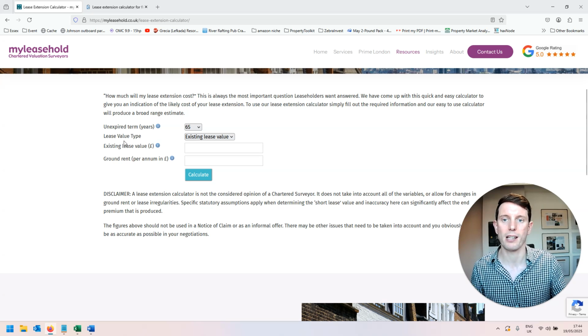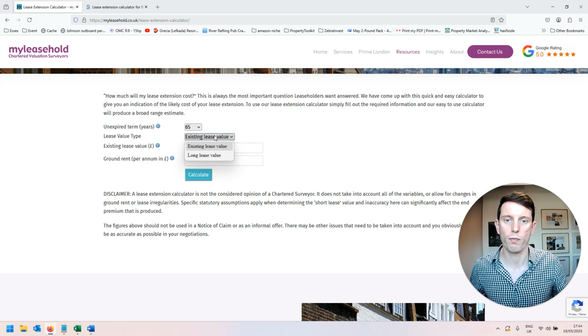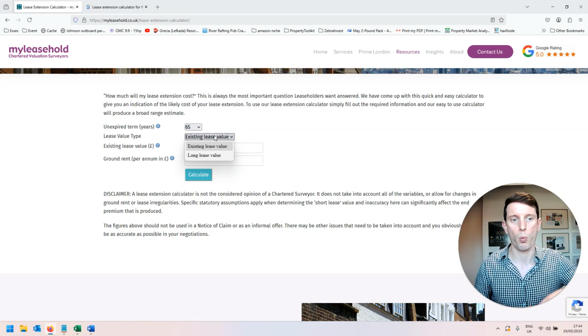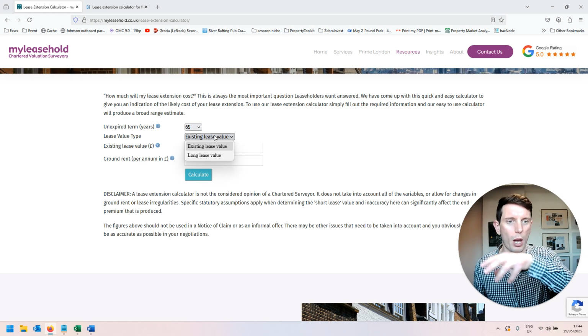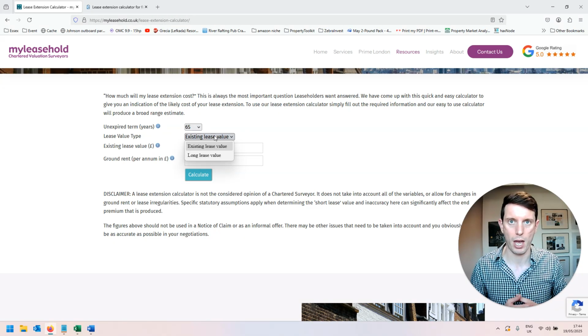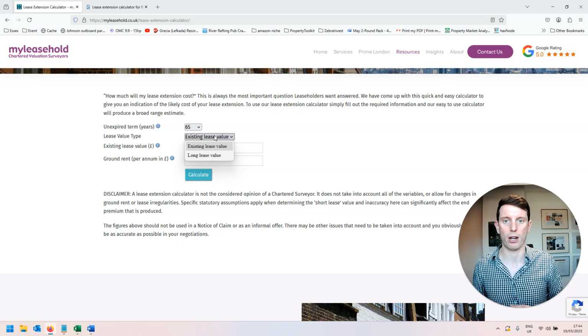The next bit here says lease value type. You can value a lease extension in two ways, either based on what the property is worth today, or what the property is worth with a lease extension in place. The easiest way for me to work out how much a property is going to be worth is looking at what's on the market, because we don't know how long the leases of other properties out there are and how that's negatively affecting the value of our property.